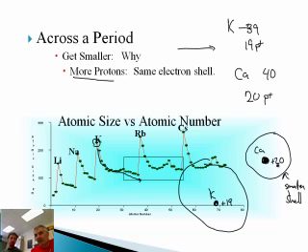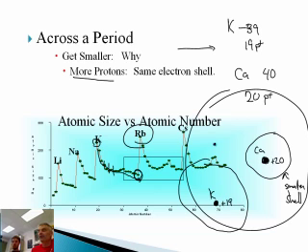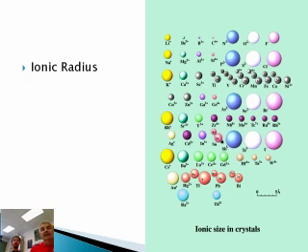It's one more proton makes this magnet stronger than this, and that causes it to shrink. And so as you go across, it just shrinks a little bit and a little bit because you keep adding a proton. Now, when you get to the end of a row, and then you jump up to say rubidium right here, it jumps way up. Guess what? You now have a whole nother shell out here to hold on to, and that's why it gets bigger.